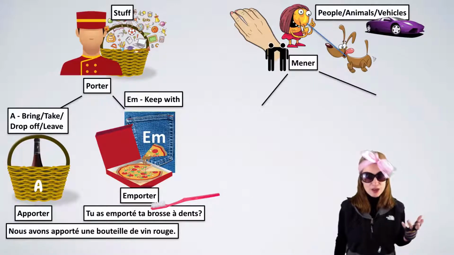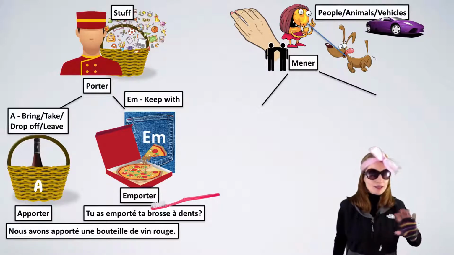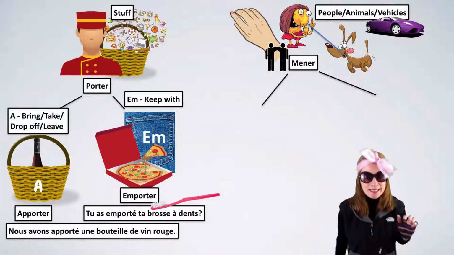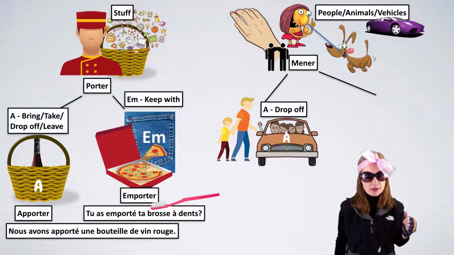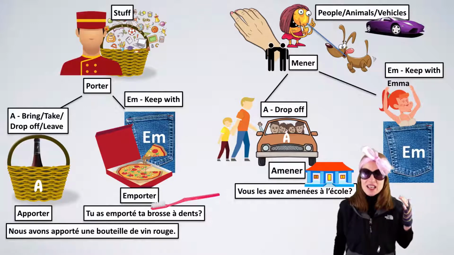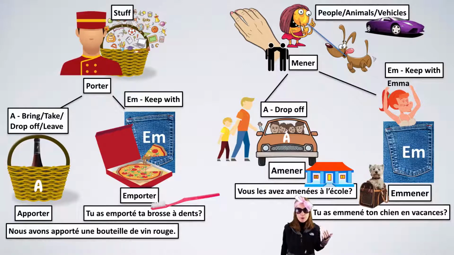Okay, we're talking about animate things, people, animals, vehicles. I don't know why vehicles are there, but who are we to question? Mener, mener. The E is at the end of the syllable there. It's pronounced mener. We're dropping off people. What's the verb? We've got to have the A for dropping off. Amener. Vous les avez amenés à l'école? If we keep the people with us, we use the EM. We're going to keep Emma in our back pocket. Emmener. Tu as emmené ton chien en vacances? Did you take your dog with you on holiday?